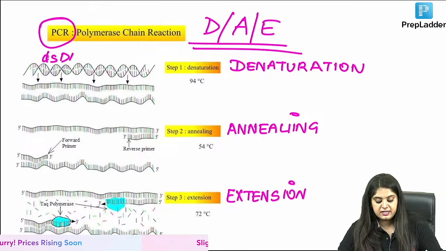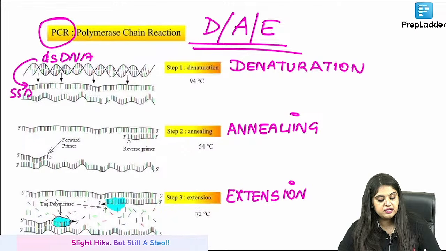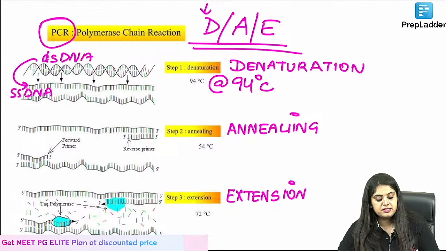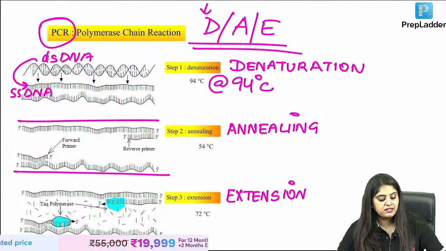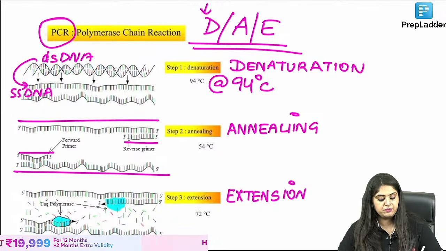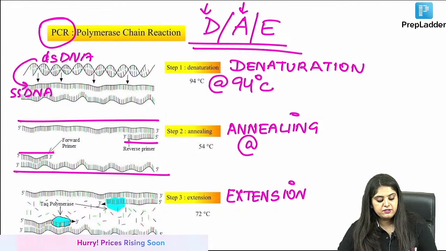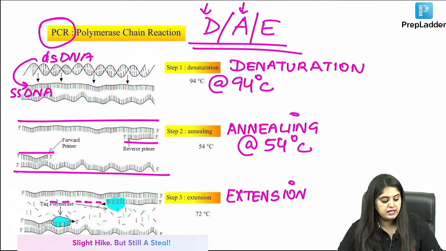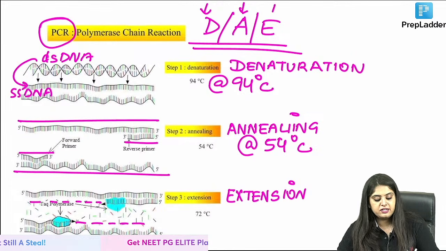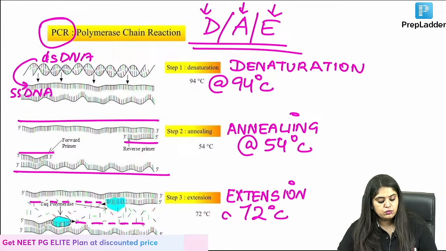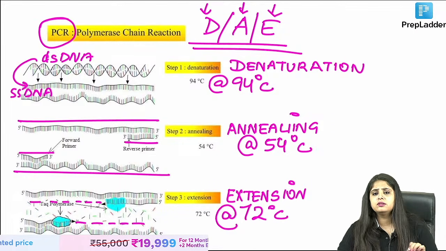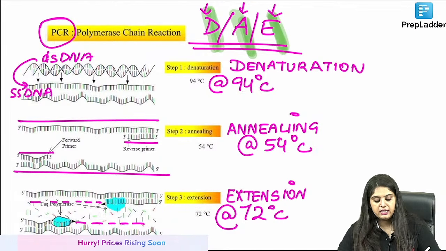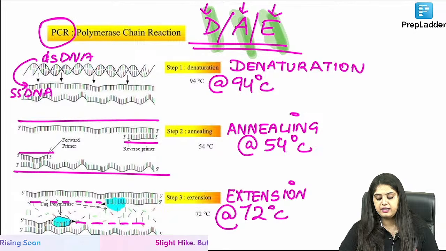First, the double stranded DNA is converted into a single stranded DNA. This process is known as denaturation, which is done at 94 degrees centigrade. After you've separated the 2 strands, now you're going to add primers. You're going to stick something. That sticking is known as annealing, which is done at 54 degrees. After you've done the sticking, now you will start extending. This process is referred to as extension, and that is done at 72 degrees centigrade. They didn't even ask you the temperatures. They just gave you 3 names: denaturation, annealing, and extension, but you had to put them in the right order.